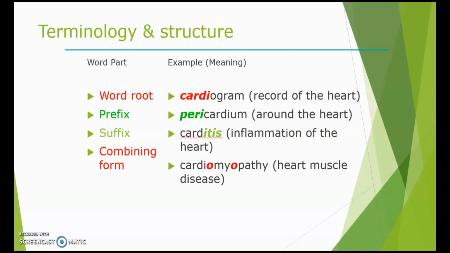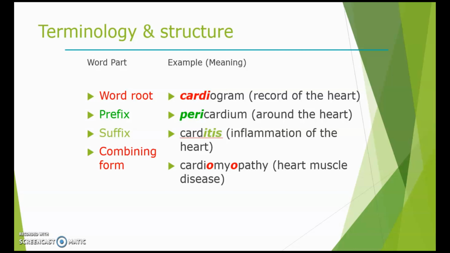So again, in these examples, with meanings, word root, cardiogram, recording, the record of the heart, right? Where cardi comes from the Proto-Indo-European heart term, if you remember. You can find it in English, in German, in Italian, and so on and so forth, right? Prefix, what comes before: peri, P-E-R-I, cardium, pericardium, around the heart. Think of periphery, for instance, okay?